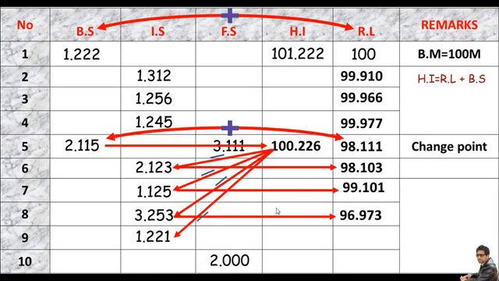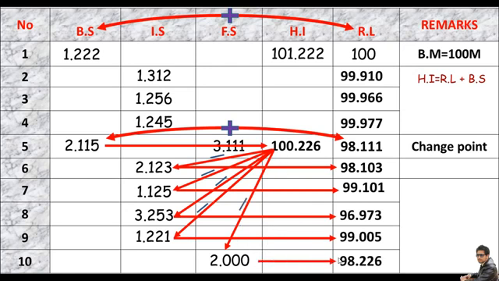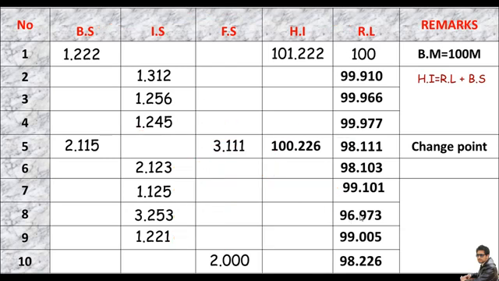We do the same with this foresight. Subtract the foresight from the HI, and you must get the RL of point 10 equals 98.226. I hope you are understanding, and there is nothing difficult, I think. But here is a question. Is this calculation right? You may wonder how you can check that the calculation is okay. Let me remove these arrows for better visualization, and I'll do the proof over here.